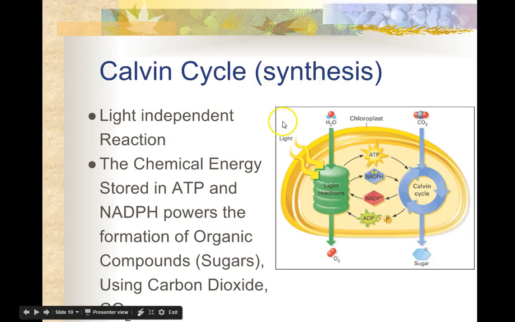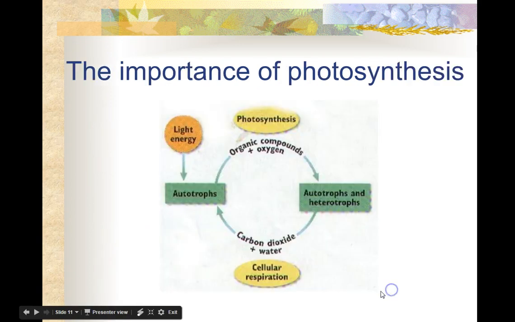So just to summarize, the Calvin cycle, the light-independent reaction, is referring to the synthesis part. All right, and this is simply, let's make some sugars by using the carbon dioxide and the hydrogen from the light-dependent reaction. ATP is a source of energy that drives the Calvin cycle. That's pretty much what I need you to know.